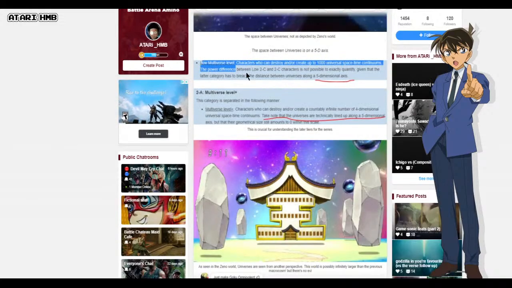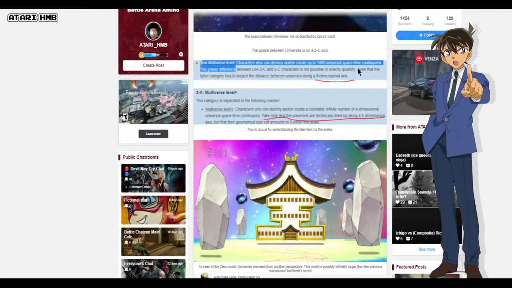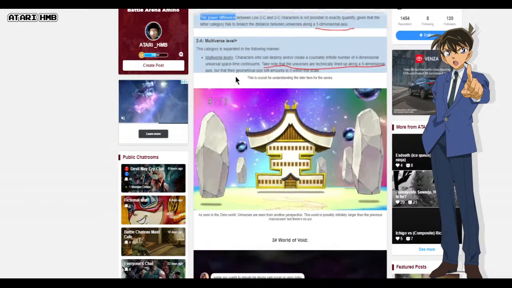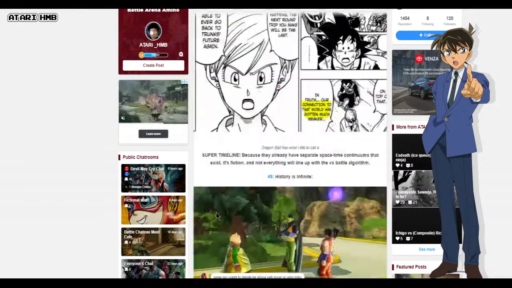Ah, here we go. Characters who can destroy creative tool. Yep. Later category breaches the distance between universes along a fifth dimensional axis. Here it says again, take note, universes are technically aligned along fifth dimensional axis. So that's 2 statements. I just don't have the M theory one.